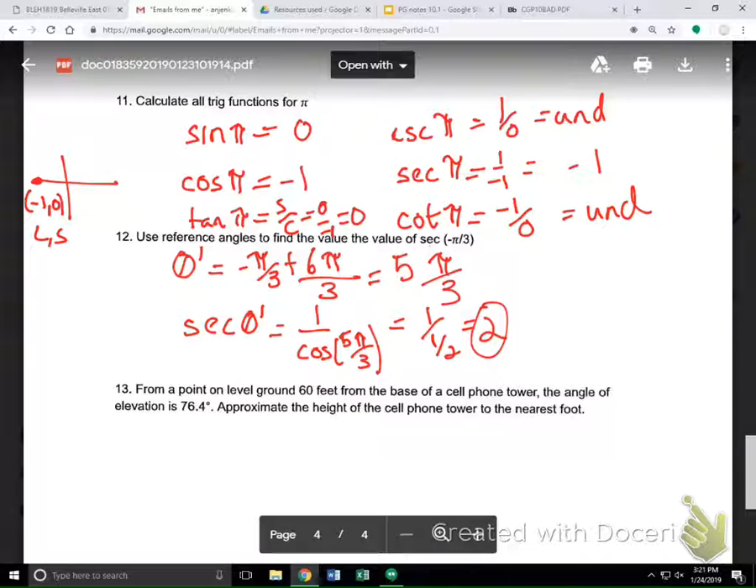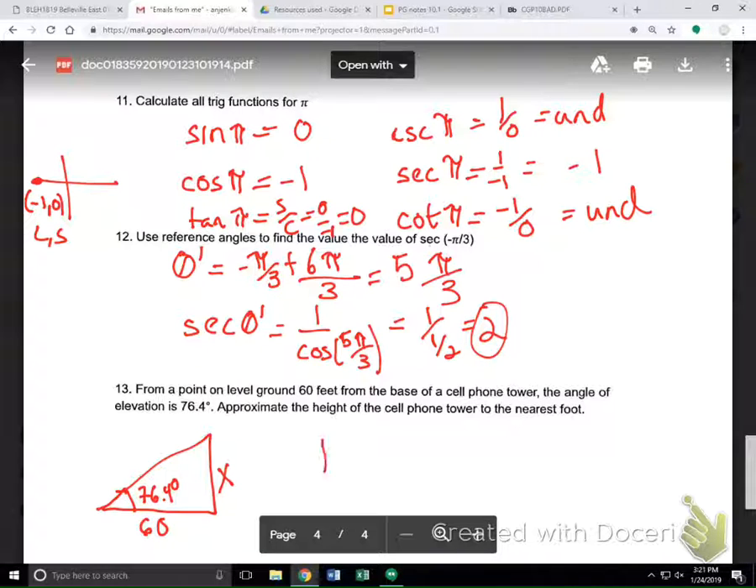And your last point on here. Nope, second to last. So we are going to estimate the height of a tower. So I'm just going to draw a triangle. You are 60 feet from the base of a cell phone tower. You have an angle of elevation of 76.4 degrees. And you want to see how tall this is.